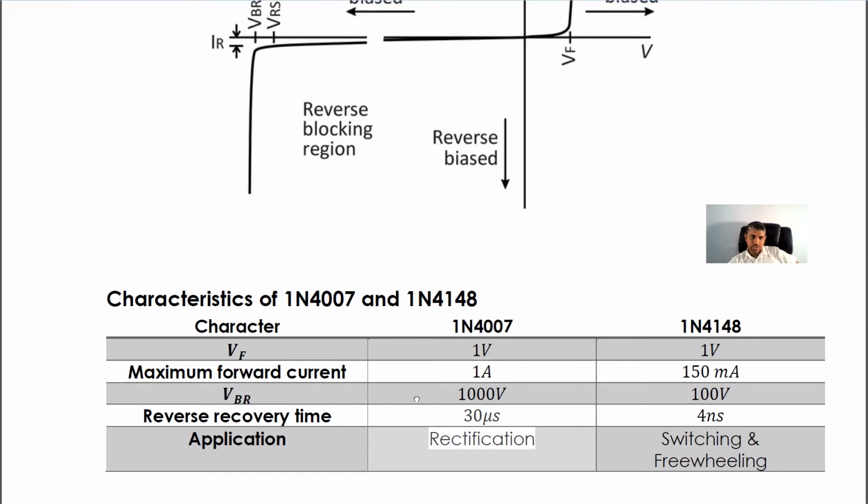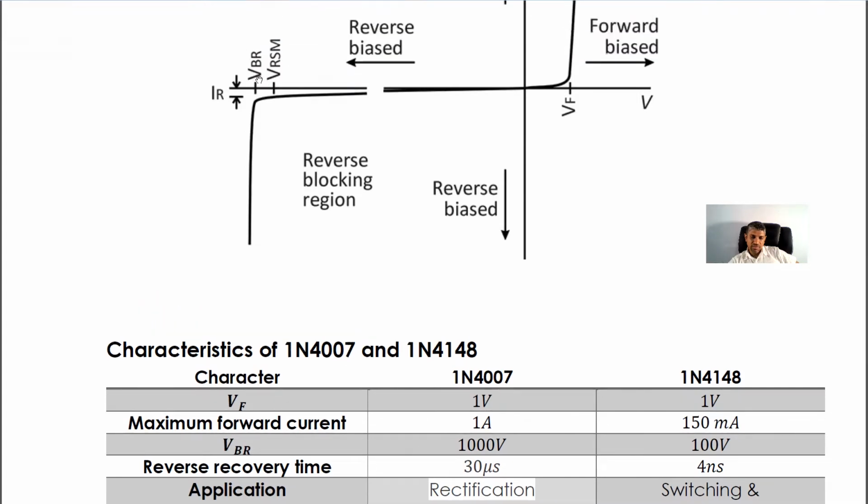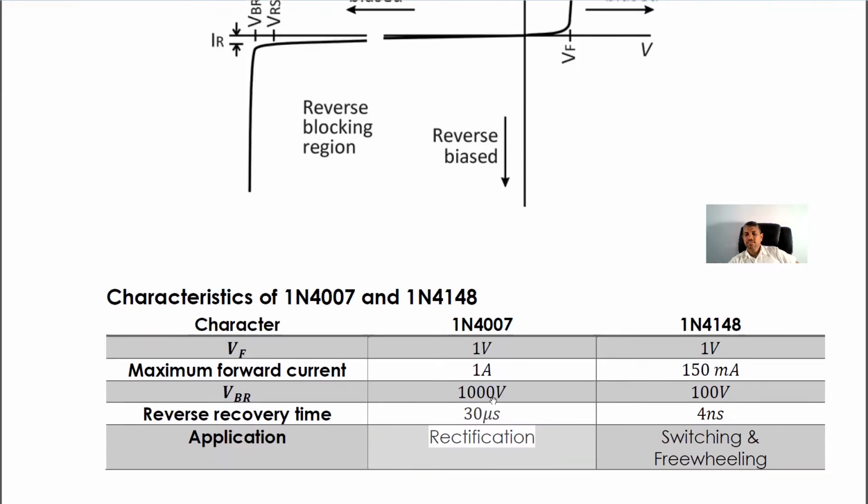Sensitive. So especially in the 4007, the reverse breakdown voltage, this VBR reverse breakdown voltage, is very high. Here 100 volt, but here 1000 volt.